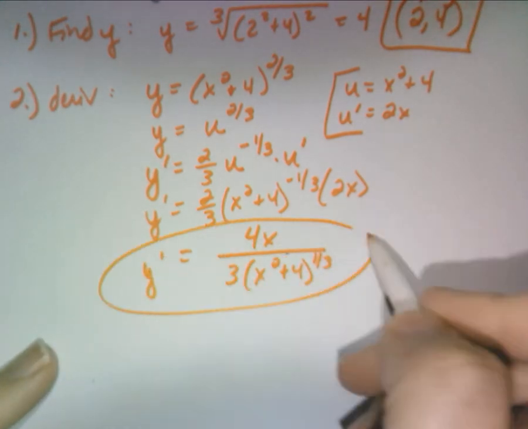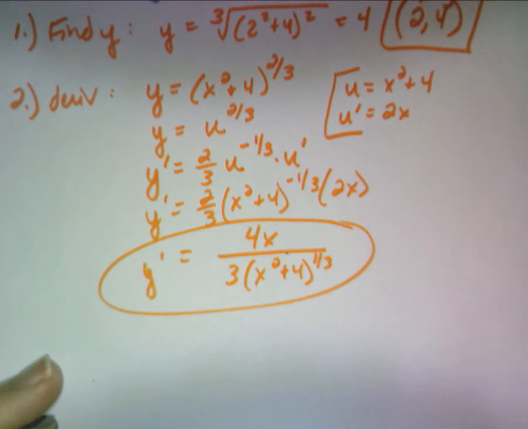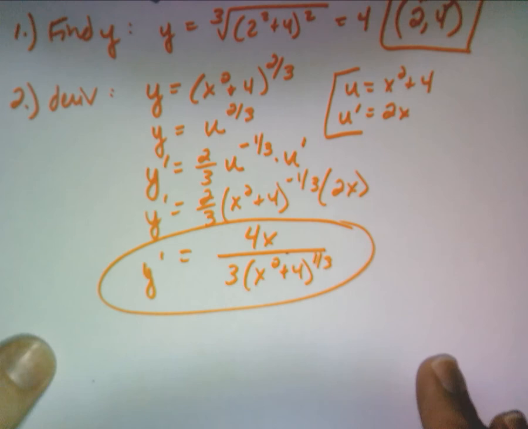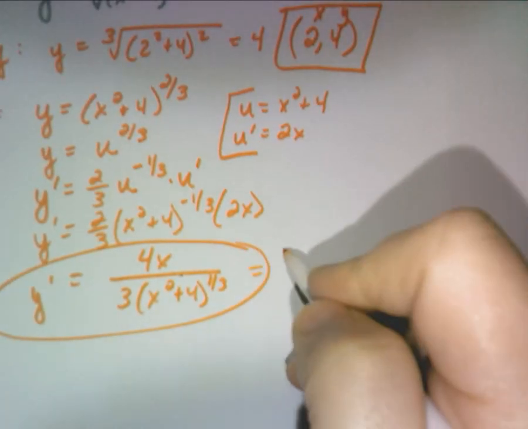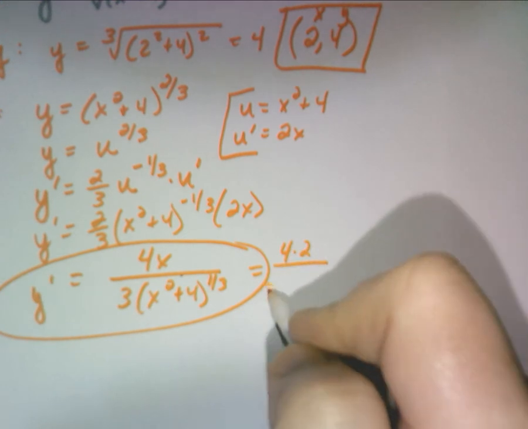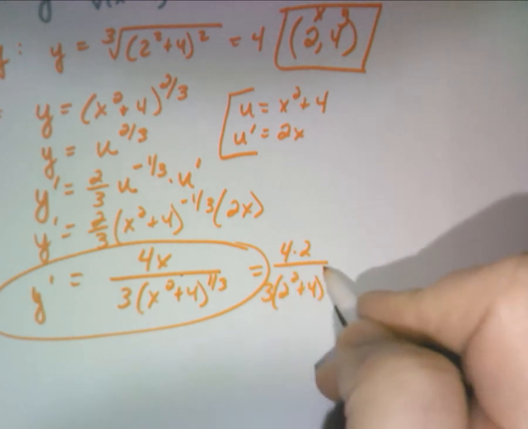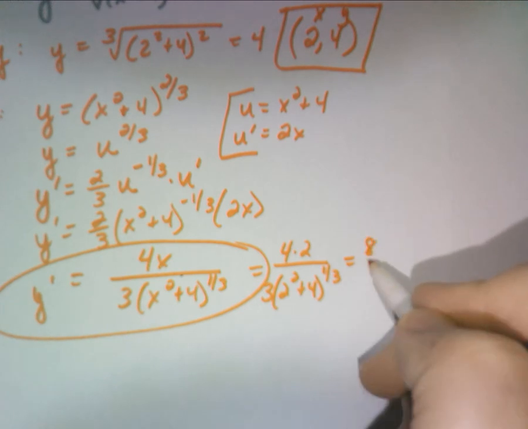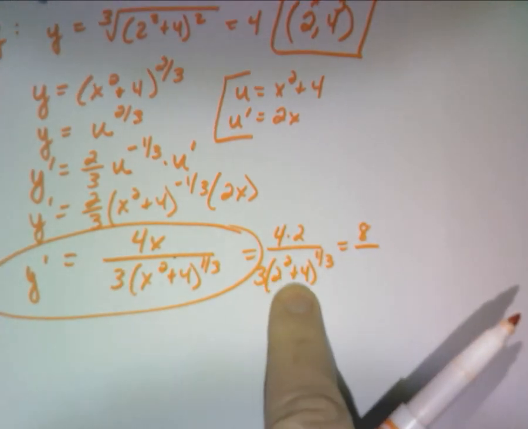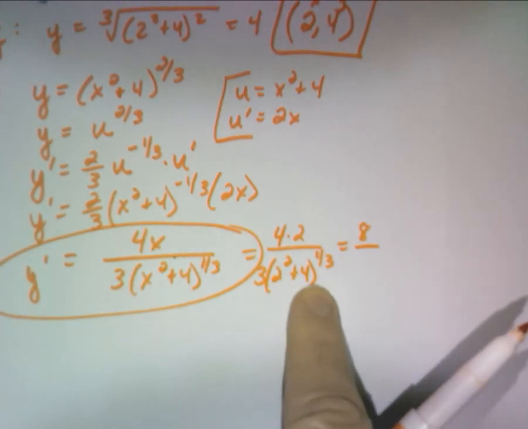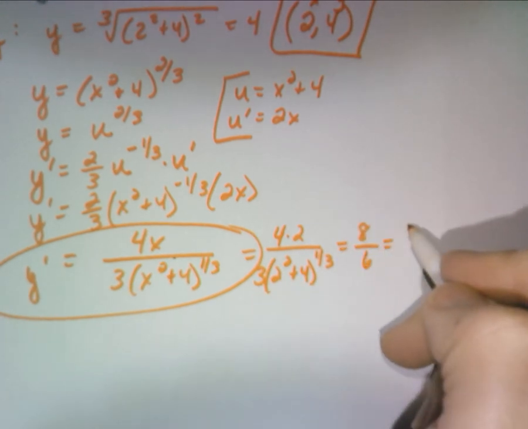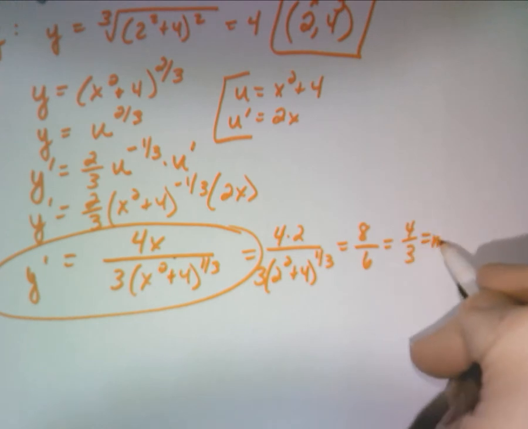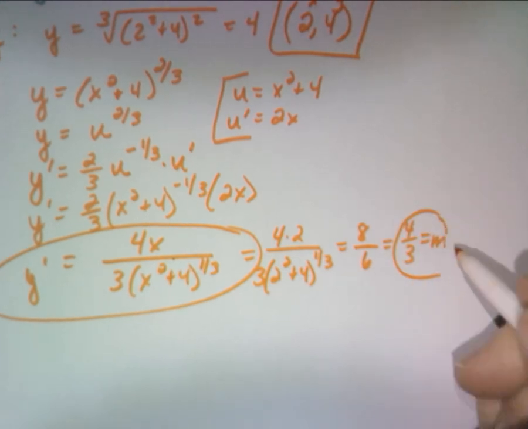That is the algebraic way of doing it. Now I need to find the derivative value, the m, the value of slope. So what am I going to plug in for x? 2. So we have 4 times 2 over 3 times (2 squared plus 4) to the 1/3. 2 squared is 4, 4 plus 4 is 8. 8 to the 1/3 means the cube root of 8, which is 2. 2 times 3 is 6. 8/6 is 4/3, your slope value when x is 2.